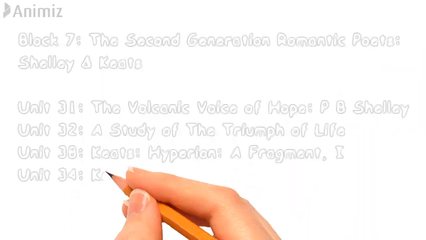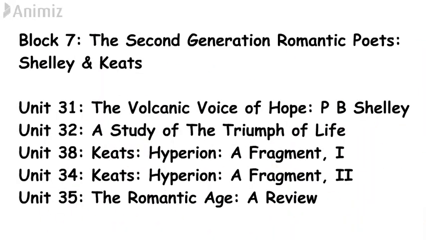So block 7 is about the second generation romantic poets Shelley and Keats. Okay, so P.B. Shelley's life and impact is important, and I want you to go through it because it's very important for essay type questions. So it usually comes for 20 marks.